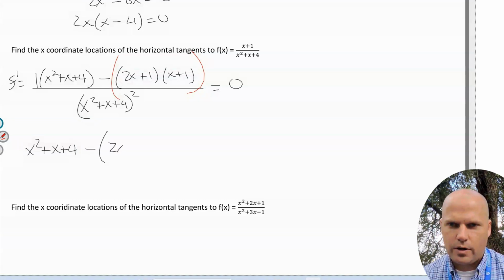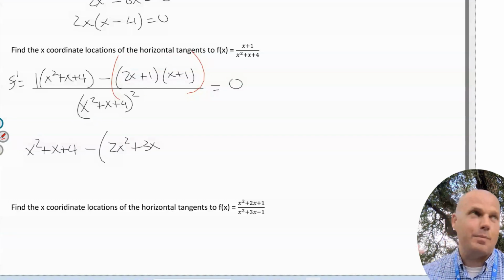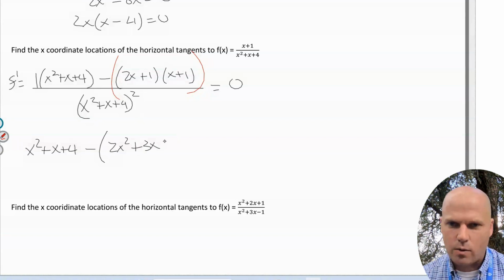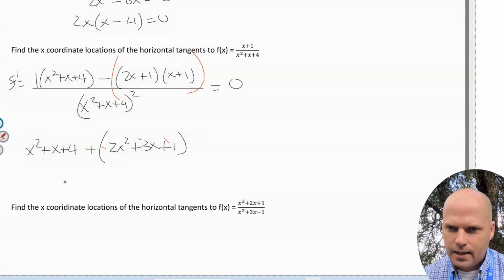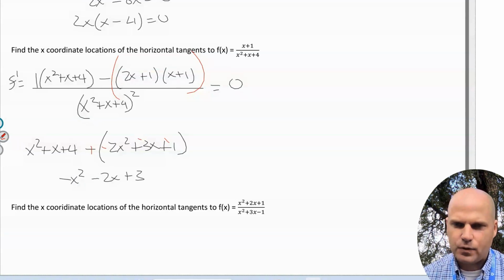I got 2x squared. I got 2 x's. I got x's. That's 3 x's. You want to box it up? Box it. I got 1 and 1. I don't care about the bottom. I distribute the negative. Don't forget to distribute the negative. I get negative x squared. I get negative 2 x's. I get positive 3. When does that equal 0?